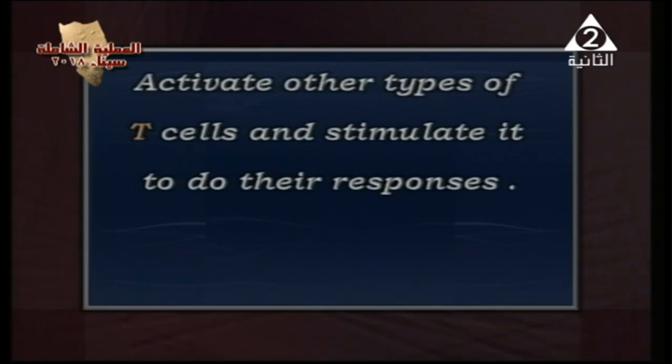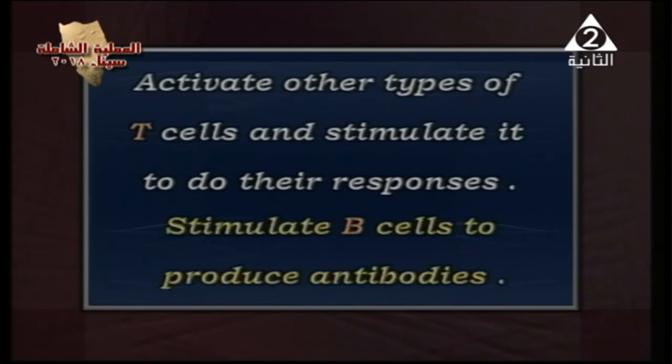So we have the helper T cells. They work as what? Activators for other types of T cells, and they also stimulate. Stimulate means, as we said before, to force them, to give them a spark to do what? To do the responses. So they stimulate B cells to produce antibodies. Remember that B cells want to work, but the helper T cells have the most important function, what? Activating the other cells.